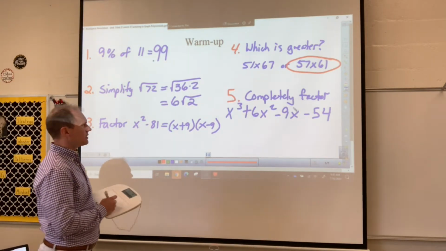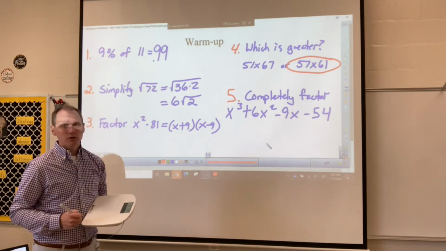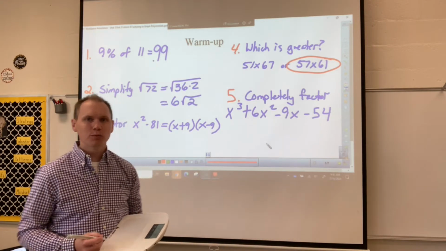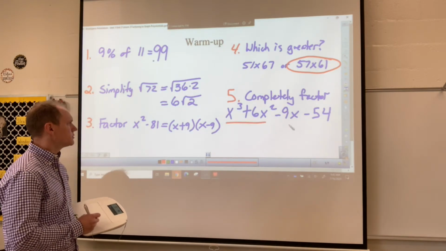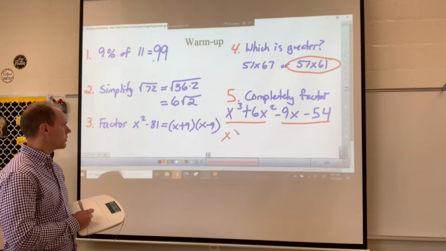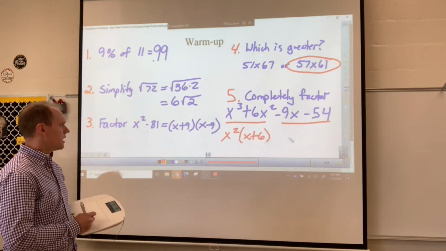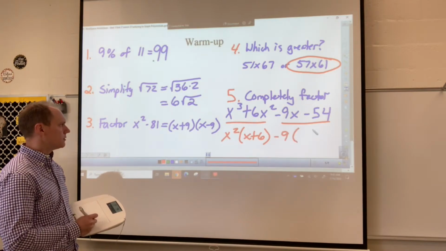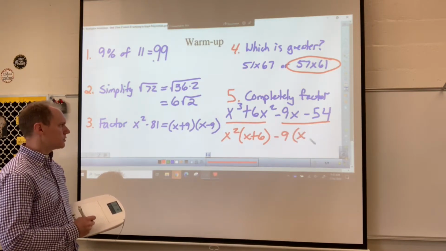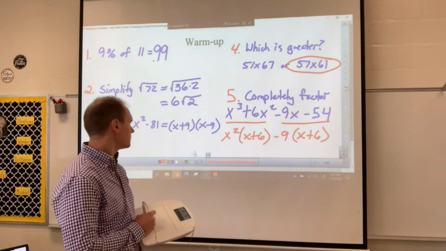Number 5, completely factor this here. This is a cubic with 4 terms. So really our only option here is to factor by grouping. If we group the first 2 terms and the last 2 terms, we can think about how to do that. So if we factor out x squared from the first 2 terms, that leaves us with x plus 6. If we factor out a negative 9 from the last 2 terms, that's going to leave us also with x plus 6, which is nice. That's how we know we're kind of on the right track here.